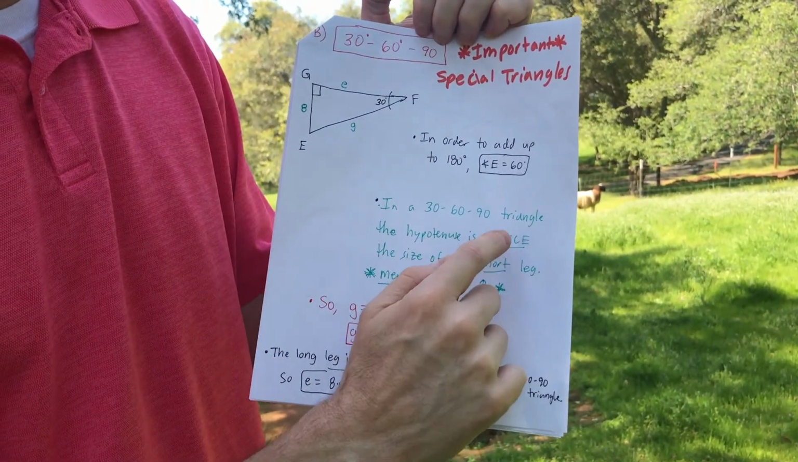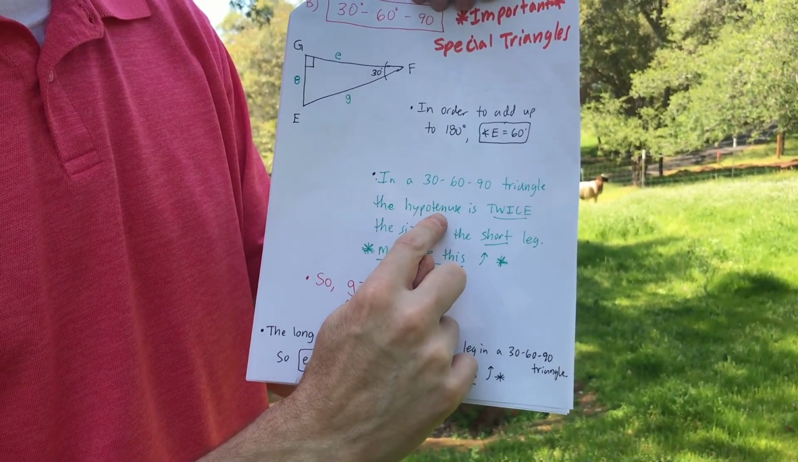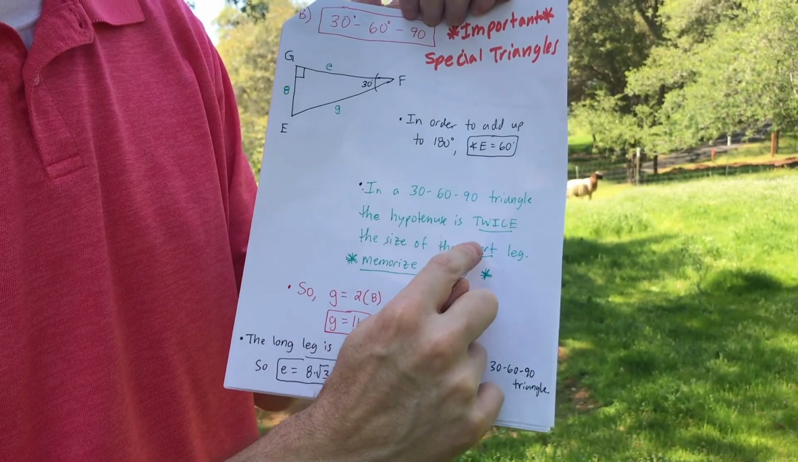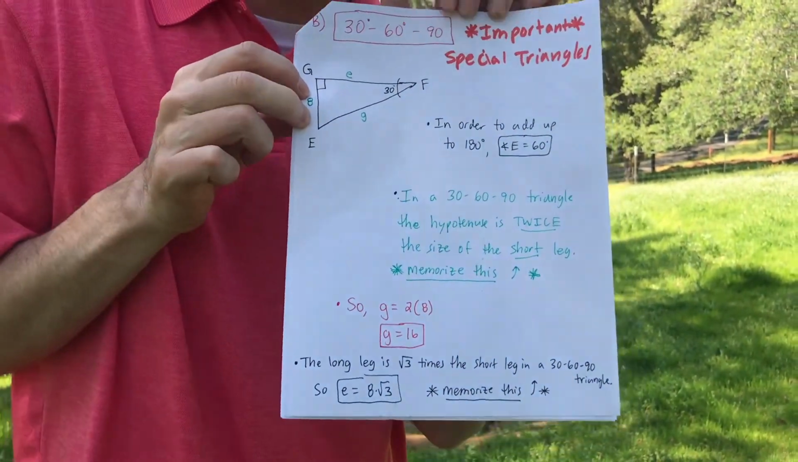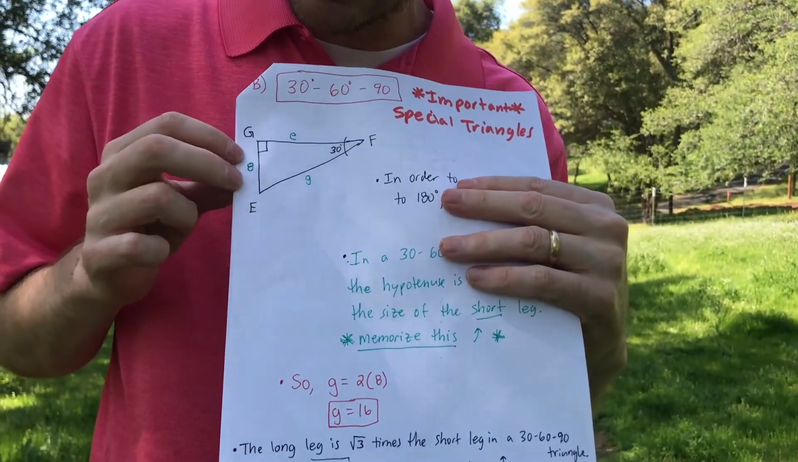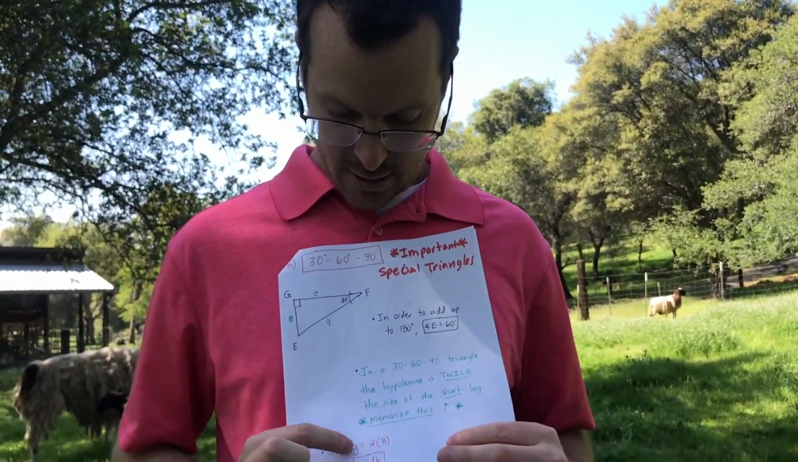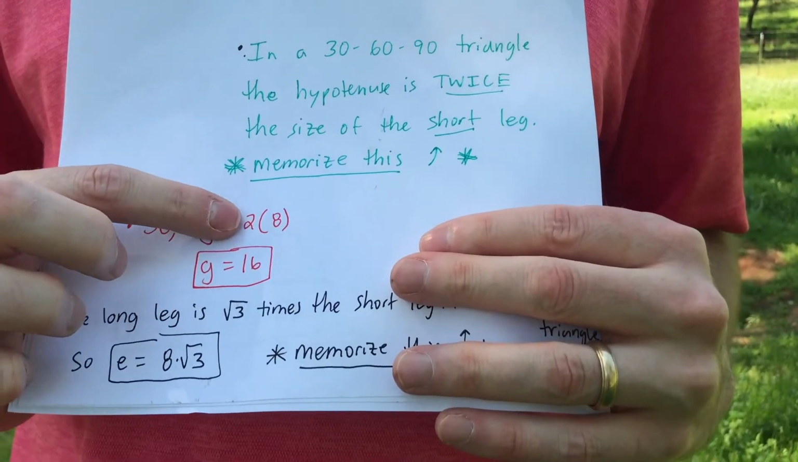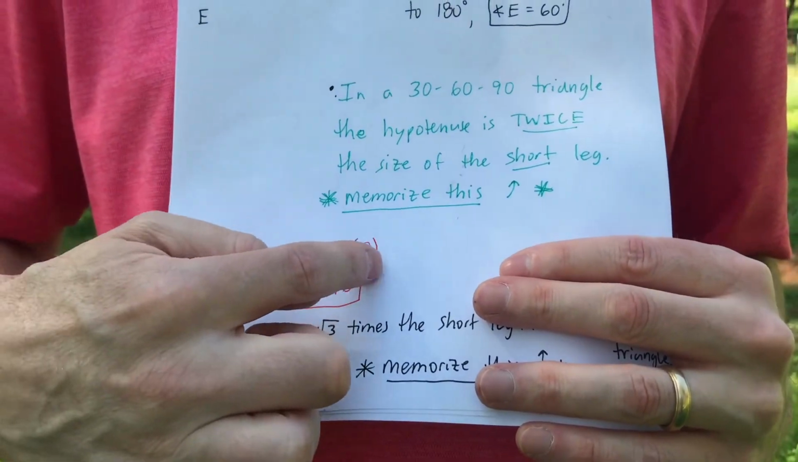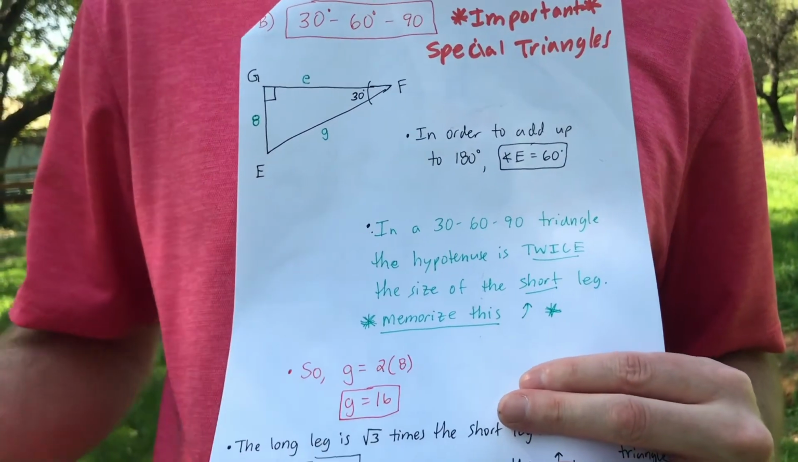And in a 30-60-90 triangle, here's what you have to memorize. The hypotenuse is twice the size of the short leg. See, the short leg right here is 8. This one's actually really easy. If this is 8, then the hypotenuse has to be 16, right? So G has to be just 2 times my short leg. 2 times 8 is 16. That tells me my G value has to be 16.